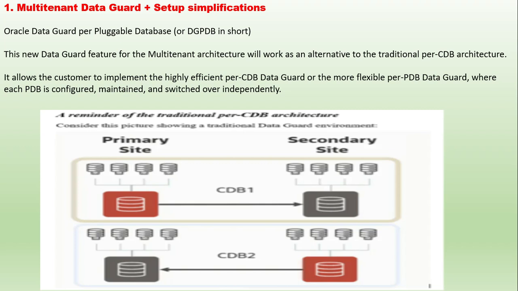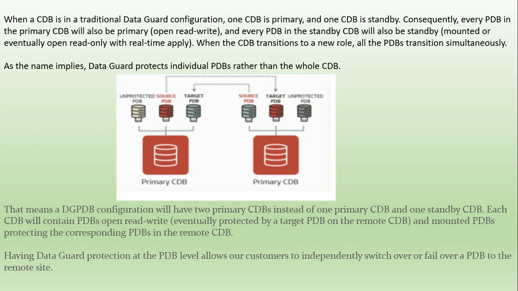the traditional per CDB architecture and PDB switchover. When a CDB is in a traditional data guard configuration, one CDB is primary and one CDB is standby. Consequently, every PDB in the primary CDB will also be primary open read-write, and every PDB in the standby CDB will also be standby mounted or eventually open read only with real-time apply. When the CDB transitions to a new role, all the PDBs transition simultaneously.